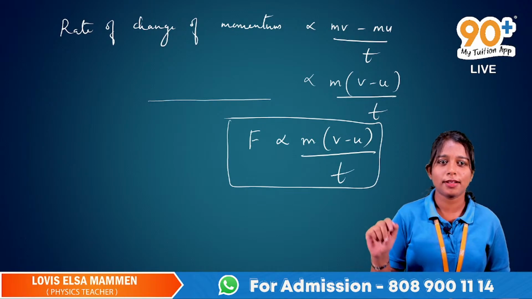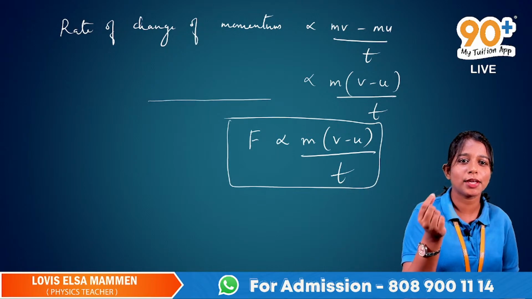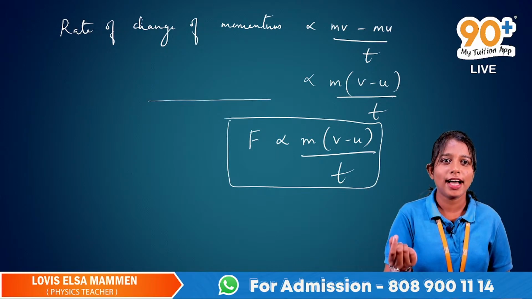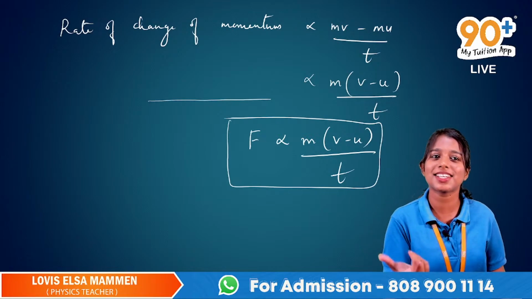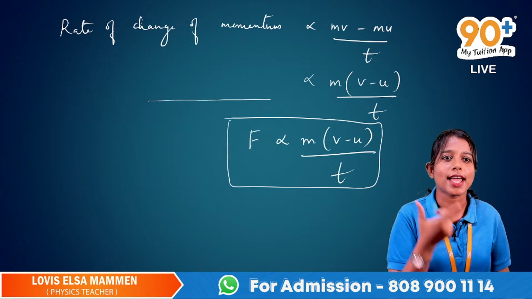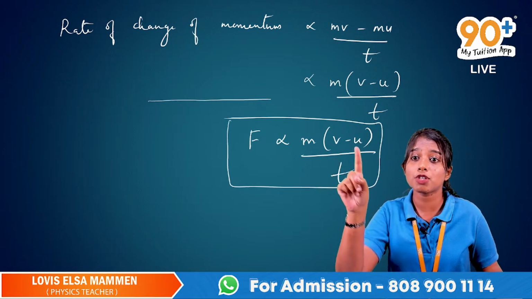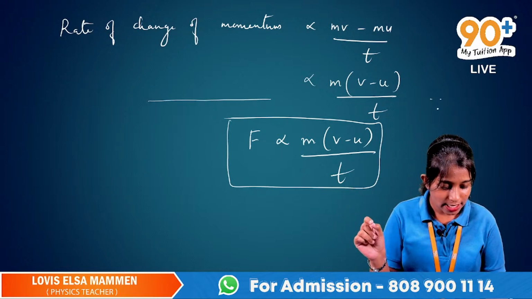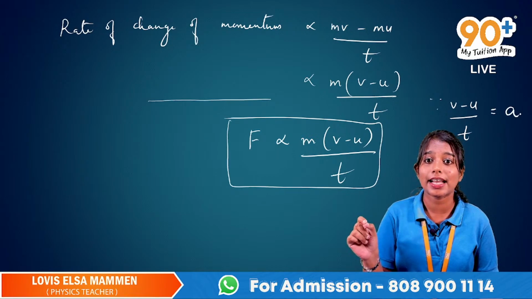ഓർമ്മയുണ്ടോ കഴിഞ്ഞ ചാപ്റ്ററിൽ നമ്മൾ പഠിച്ചതാ V minus U by T. അത് ശരിക്കും ആരാ അത്? ഓർമ്മയുണ്ടോ? ഹന്ന പറയാൻ കൈ പൊക്കി ഇരിപ്പുണ്ട്. Actually that is acceleration. Yes or no? Change in velocity, the rate of change of velocity, that is V minus U by T is acceleration A.